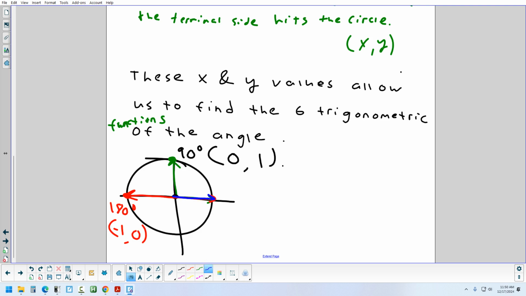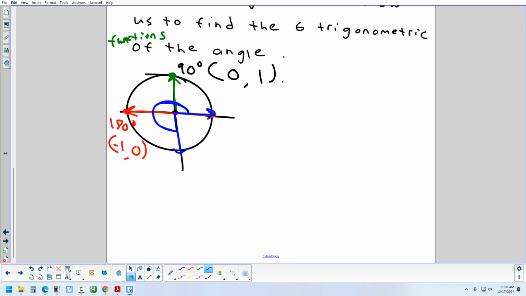How about if that was my initial and that was my terminal, going like that? How big is that angle in blue? It's 270 degrees. And the location of it? 0, negative 1. And I could do one more over here. This would be where the initial side and the terminal side are exactly the same. It's a 0 degree angle. What would be the coordinates for 0 degrees?